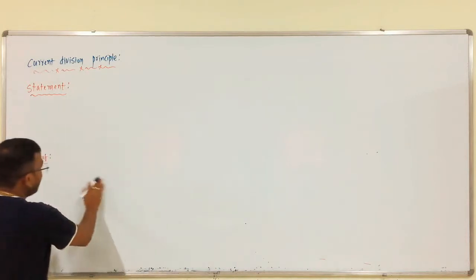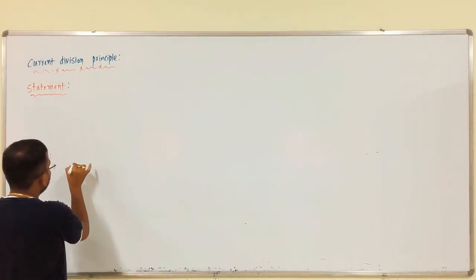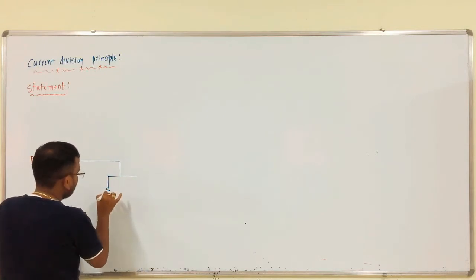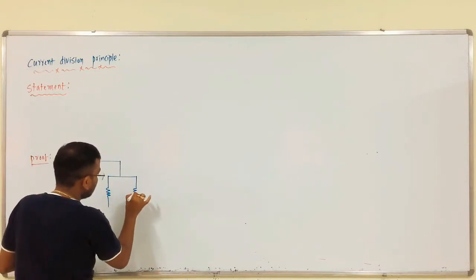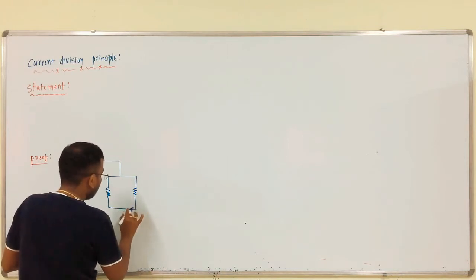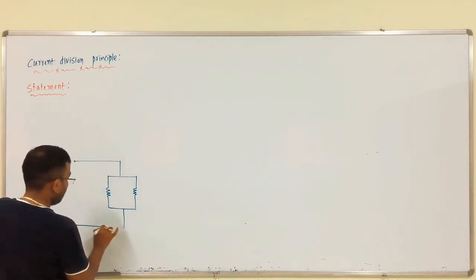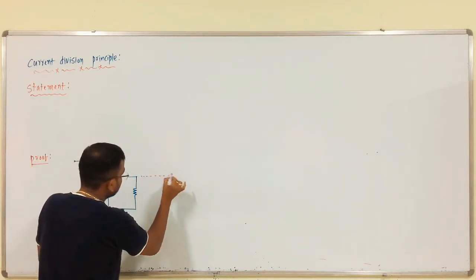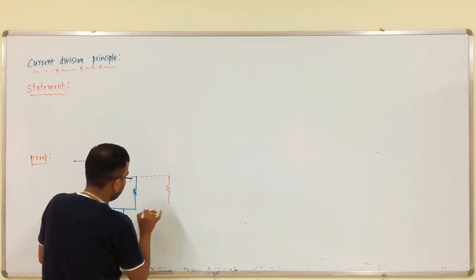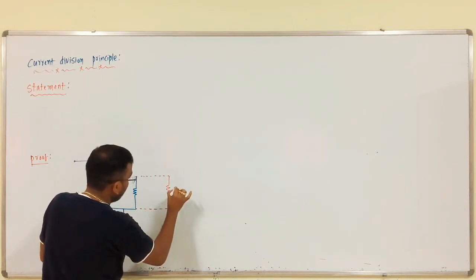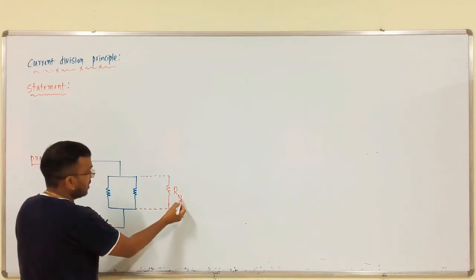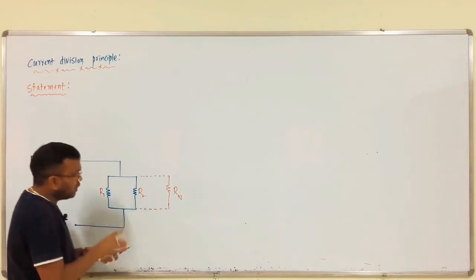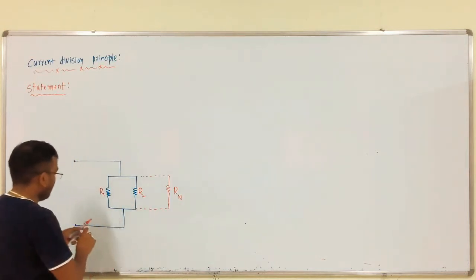For example, here I am considering a circuit like this. This is one branch, this is another branch. Here I am considering only a two branch circuit. This is Rn, a number of resistors connected in parallel. This is R2, this is R1. I am considering only a two branch circuit.